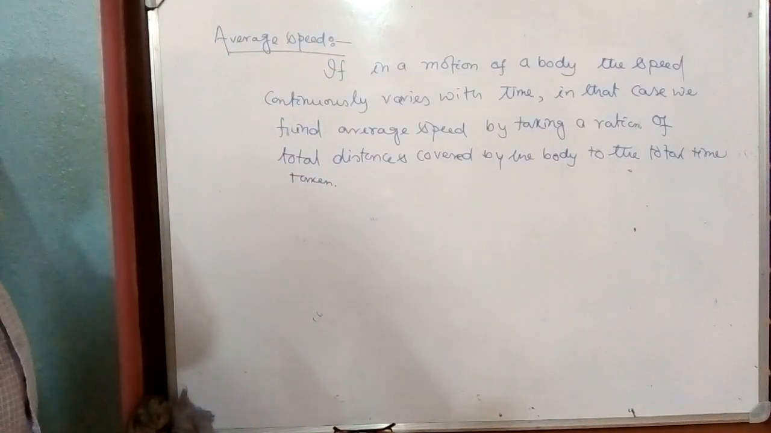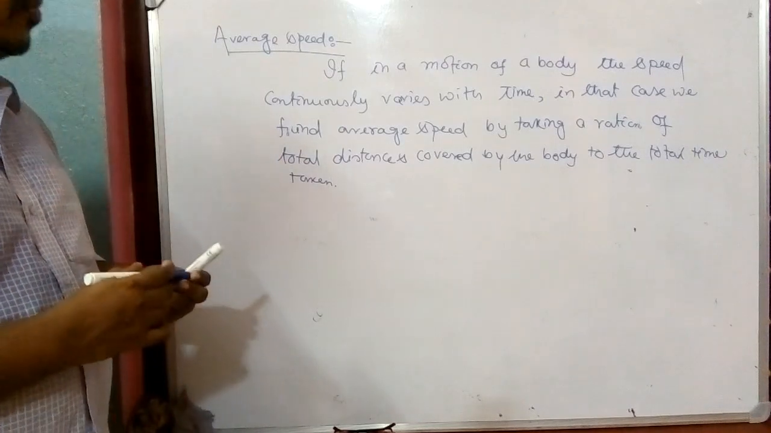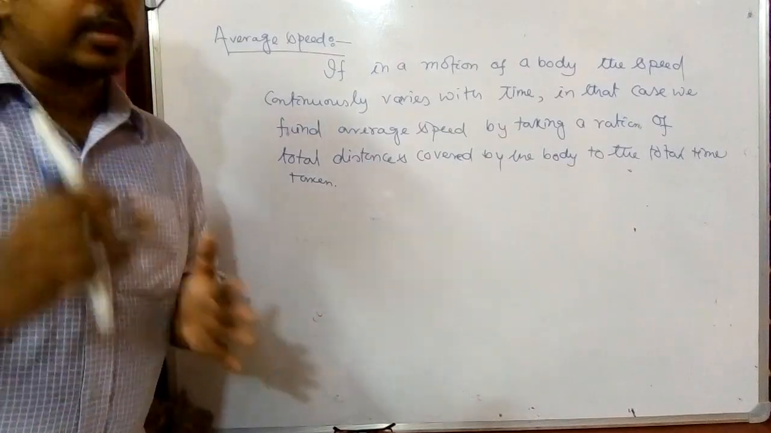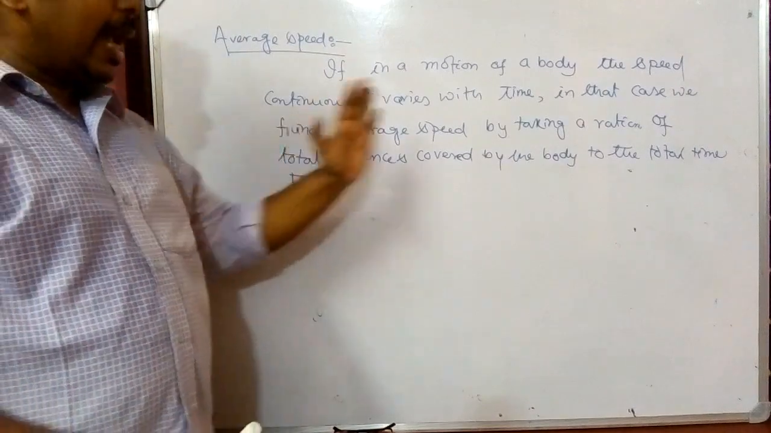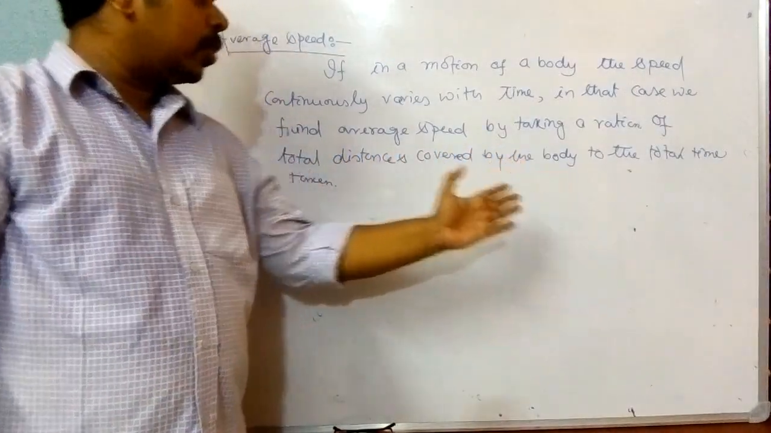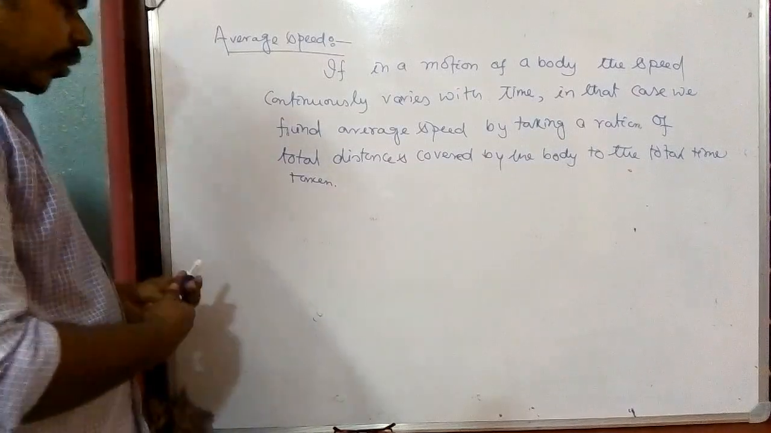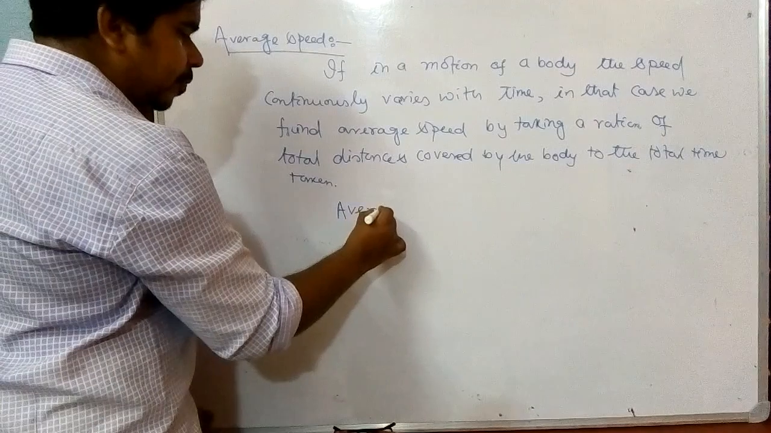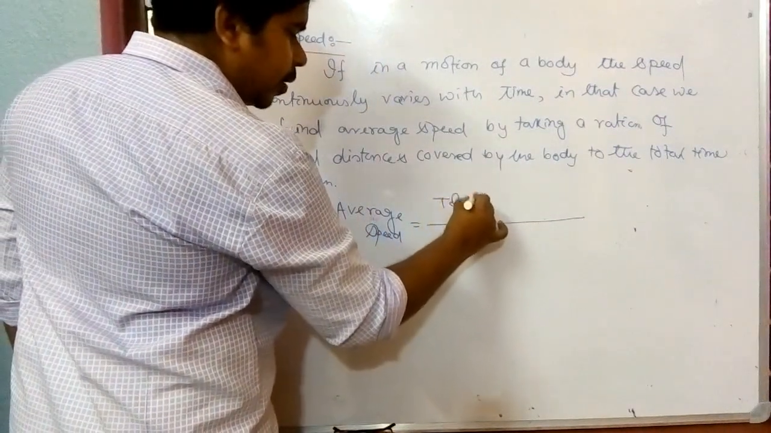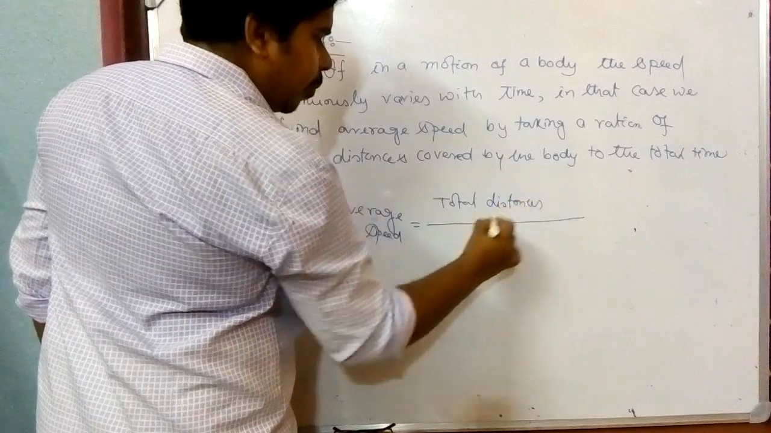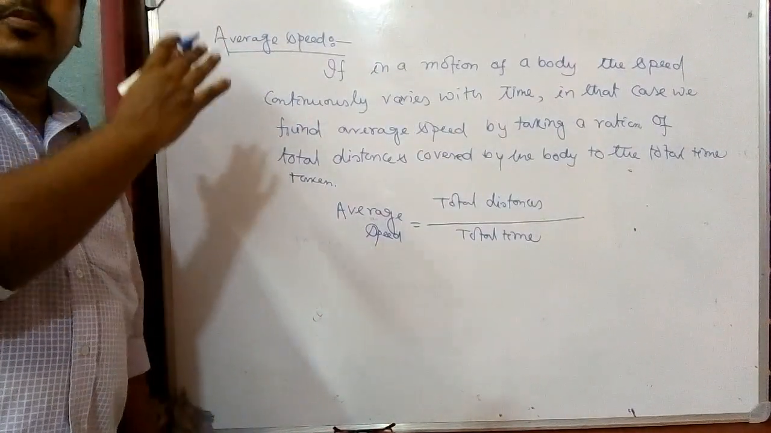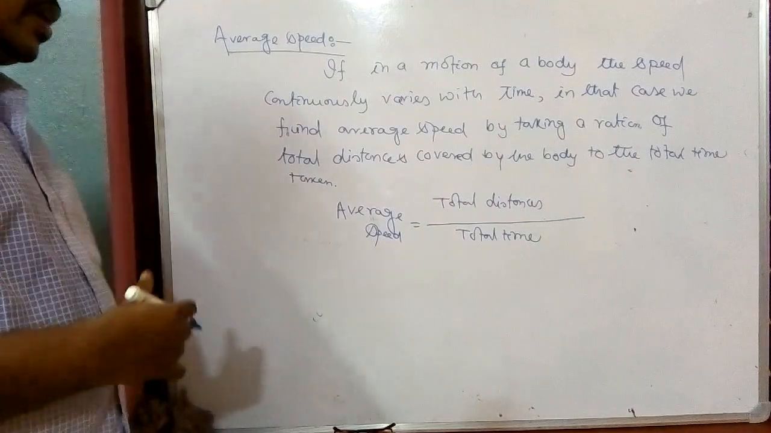I have written many more things; now I'm coming to explain that. If in a motion of a body, the speed continuously varies with time, that means the speed is not constant, as we have seen in non-uniform motion. In that case, we find the average speed by taking a ratio of total distances covered by the body to the total time taken. We can represent average speed equal to total distance by total time.